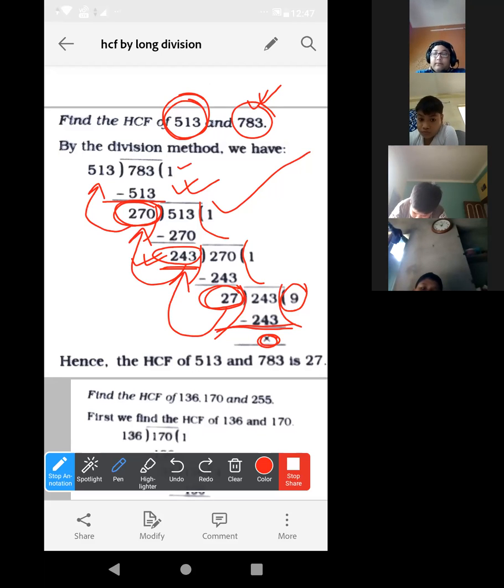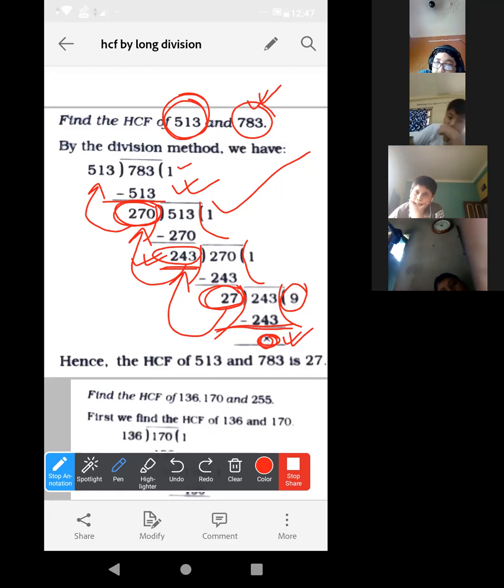Any doubt? I will wait, don't worry. Here 0 is coming, 0 is the remainder. So we will stop here. 0 is the remainder, there is no way to continue the process again.